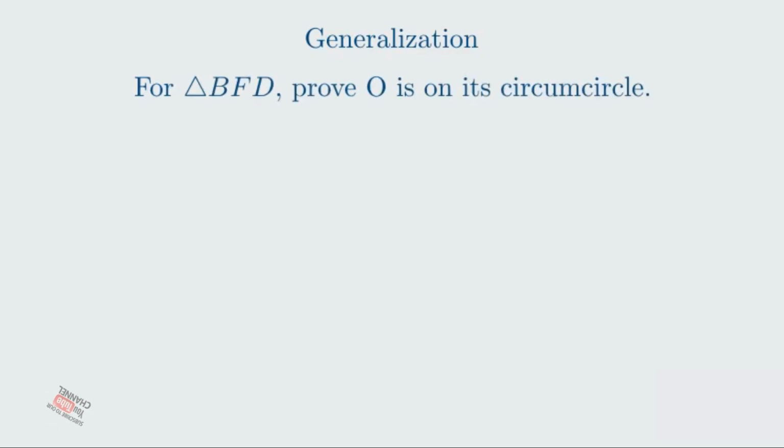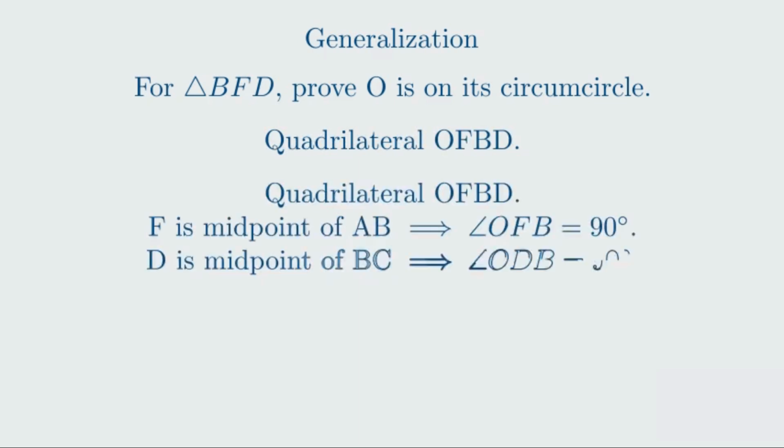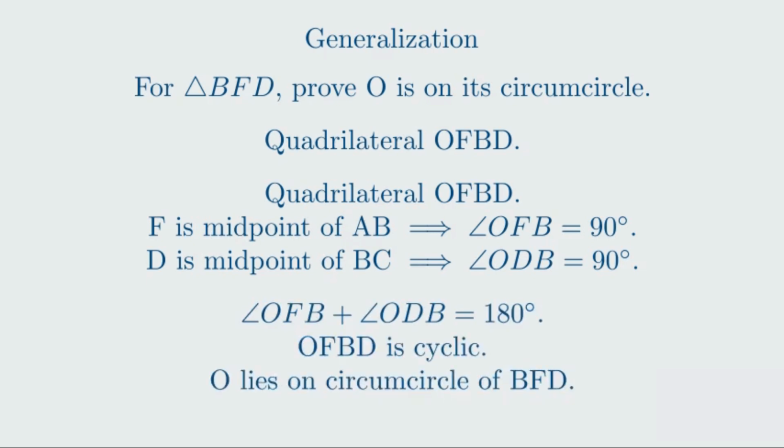What about the other two circumcircles? The beauty of this proof is its symmetry. We can use the exact same logic for the other two cases. Consider the circumcircle of triangle BFD. We want to show that O lies on this circle. We would look at the quadrilateral OFBD. F is the midpoint of AB, so OF is perpendicular to AB, meaning angle OFB is 90 degrees. D is the midpoint of BC, so OD is perpendicular to BC, meaning angle ODB is 90 degrees. The sum of opposite angles OFB and ODB is 90 plus 90, which is 180 degrees. Therefore, quadrilateral OFBD is cyclic, and O lies on the circumcircle of BFD.